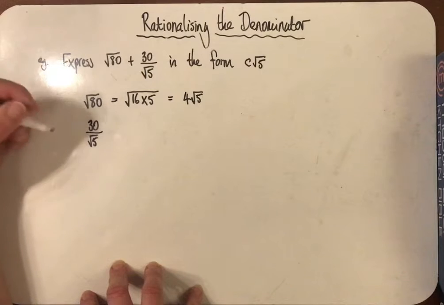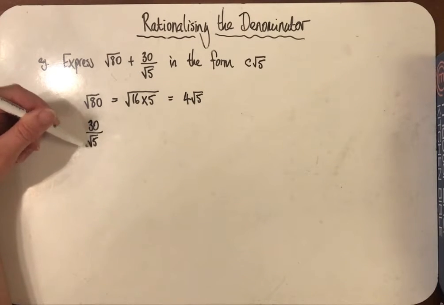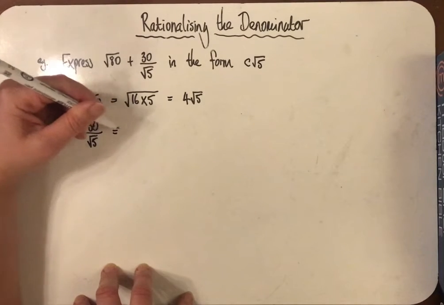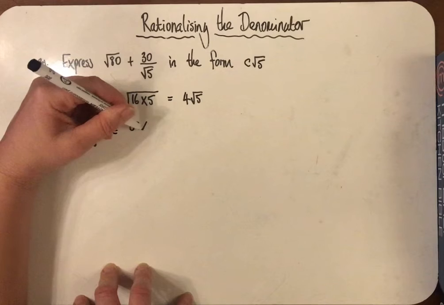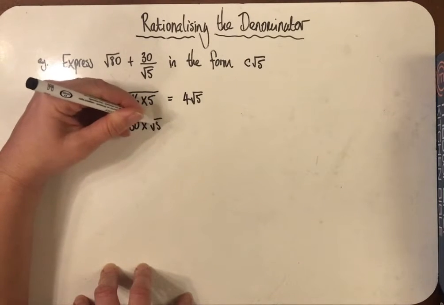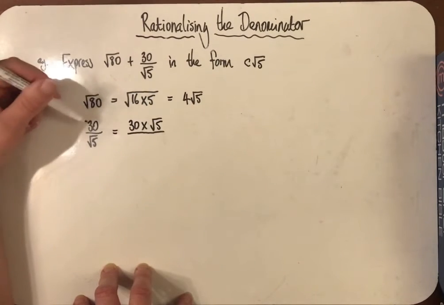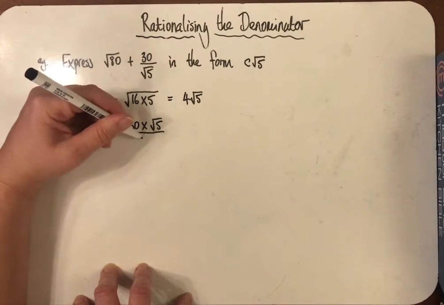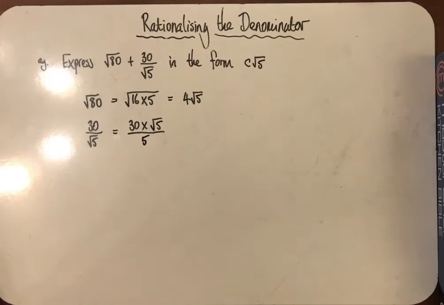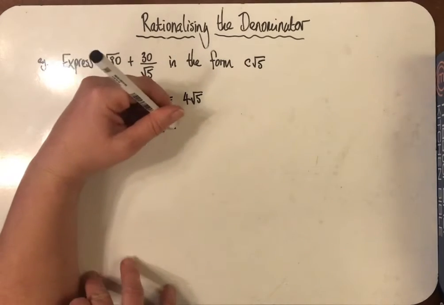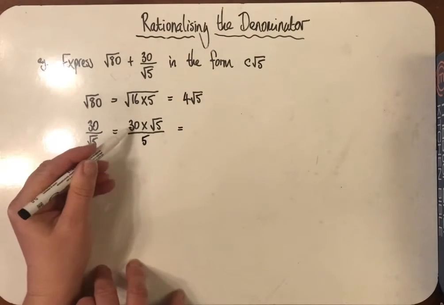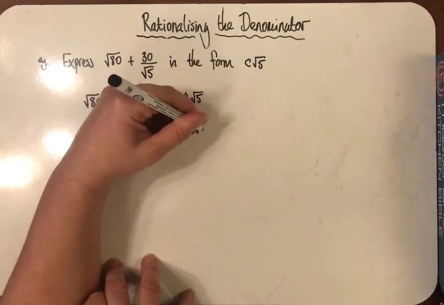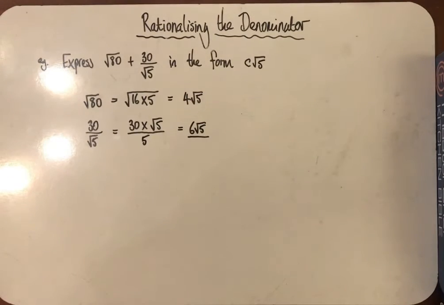To get this root 5 off the bottom of here and to turn this into a rational number, the trick is to multiply top and bottom of the fraction by root 5. So the top becomes 30 times root 5, and underneath we've got root 5 times root 5, which is 5. And then simplifying this down, 30 over 5 is 6. So this is equal to 6 root 5.